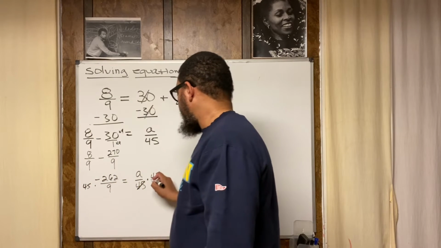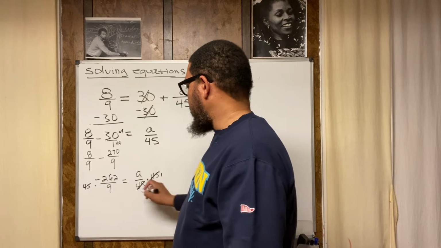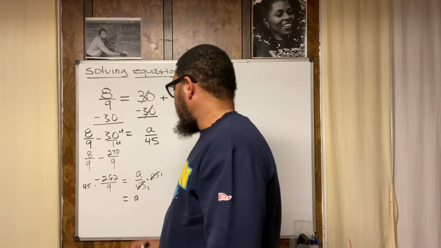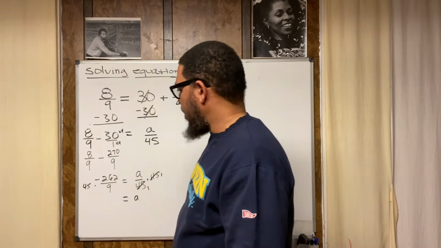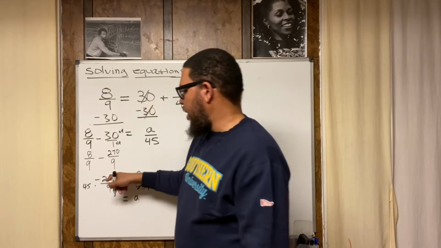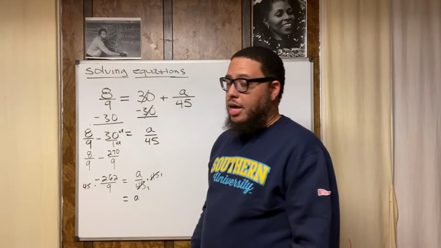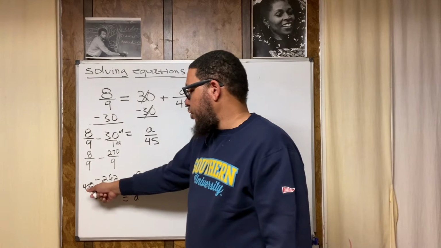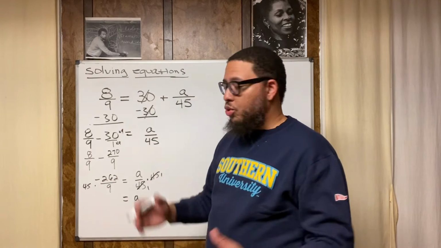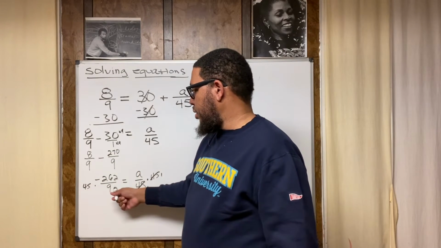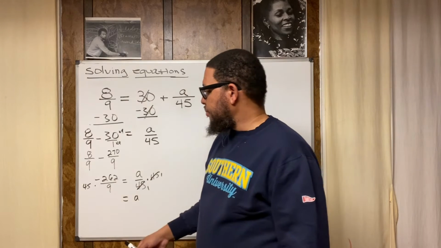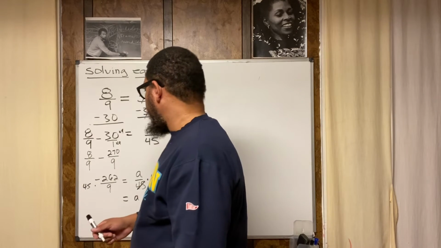So this 45 and this 45 cancel out. They turn into ones. That leaves me with A, right? Over here, this is 45 times negative 262 over 9. If I had my calculator, I might do 45 times negative 262, get that huge number, and then divide by 9. But what I'm going to do instead is this.